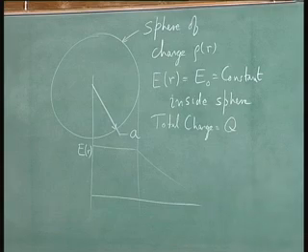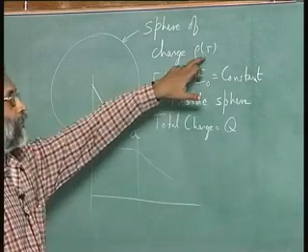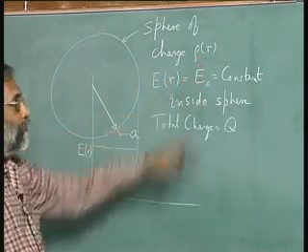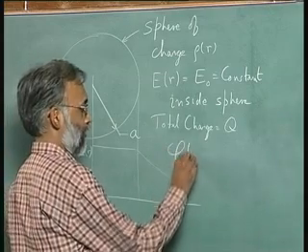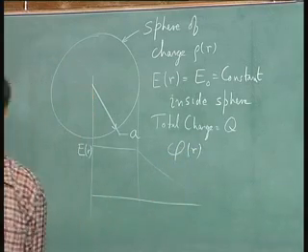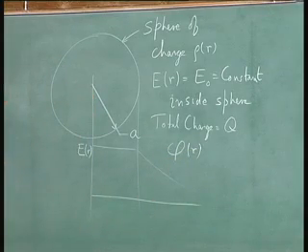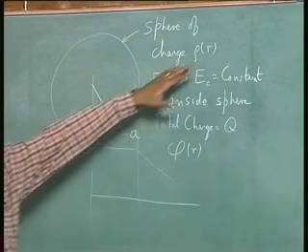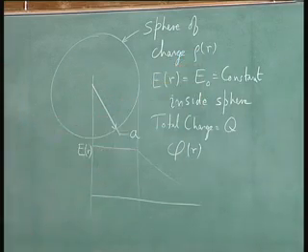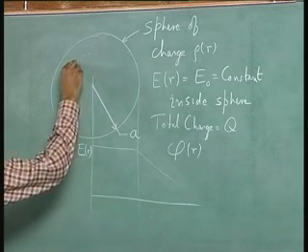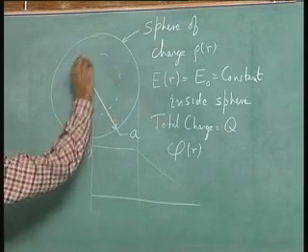Basically, I want to find E of r, and I want to find rho of r, and I want to find phi of r. So, in order to do this, you need to use the equations of electrostatics, and since the problem is spherically symmetric, the first idea that comes to us is, let us use Gauss's law.